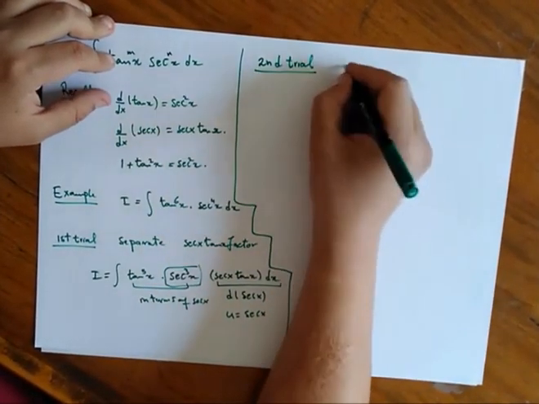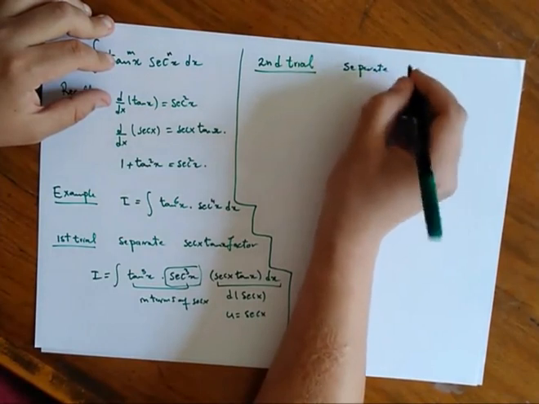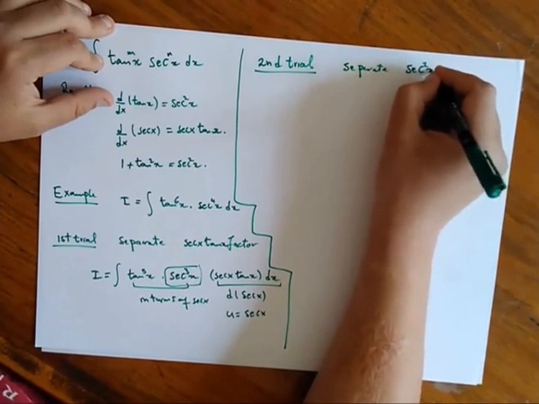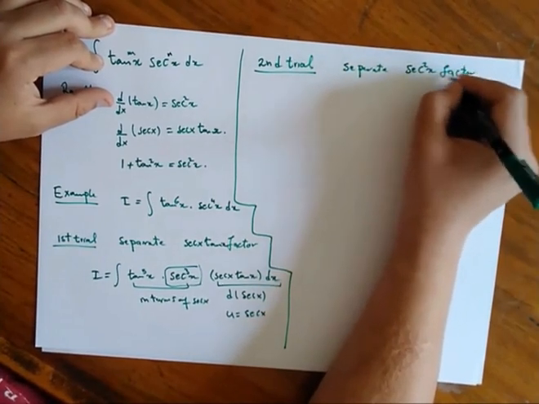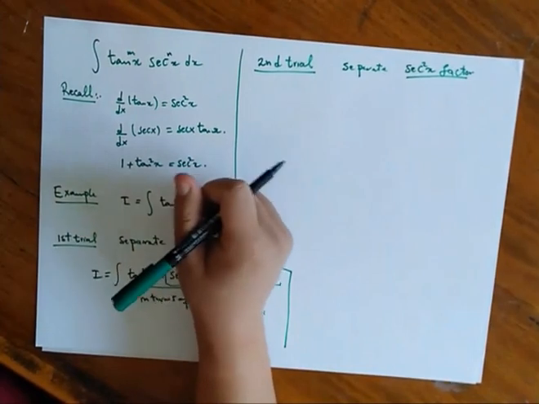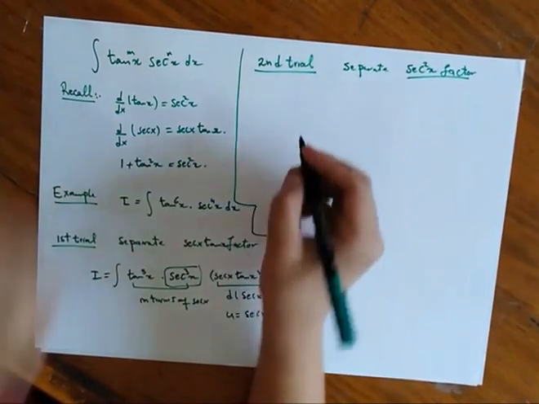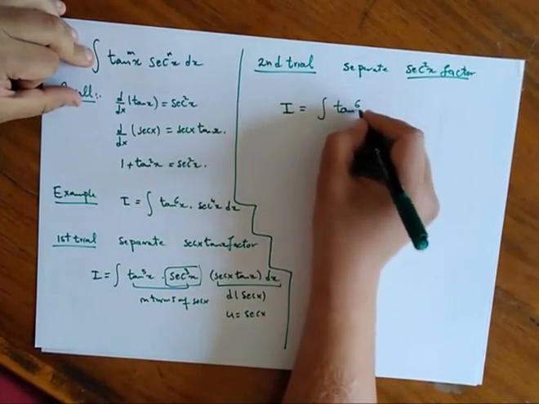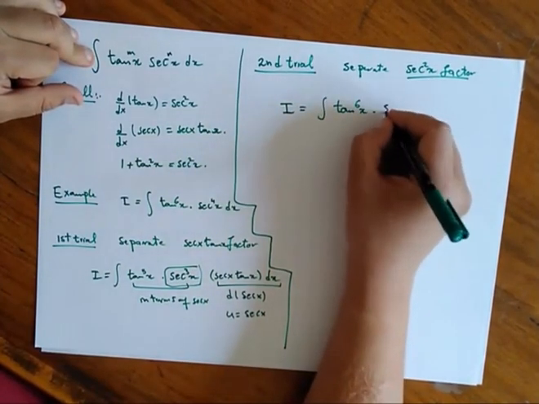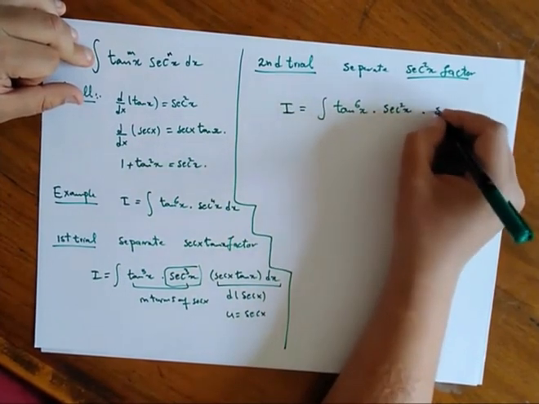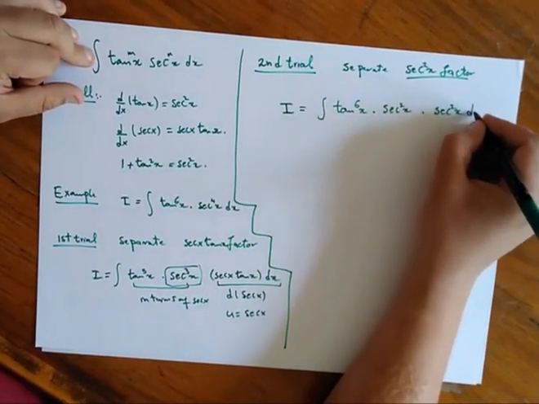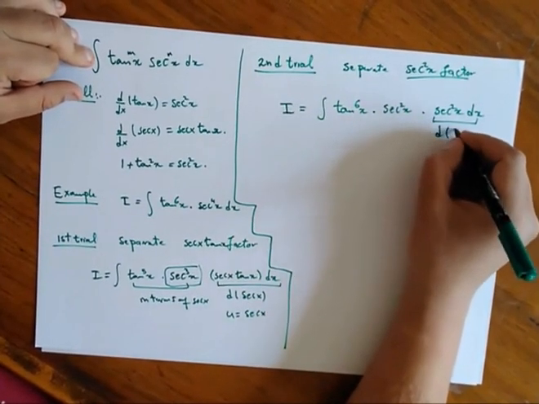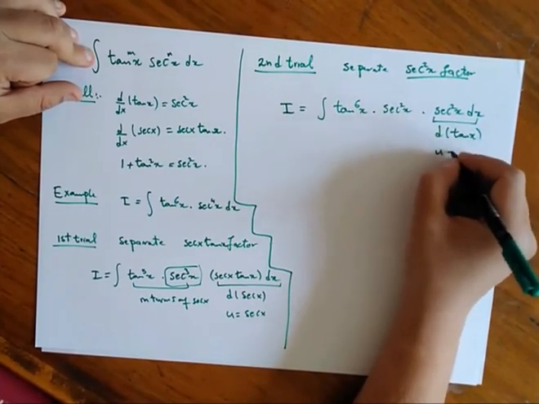Let's separate a factor of the secant square. So our integral, in this way, is going to be the integration of tan to the power 6 times secant square times secant square x dx. And this part is the same as the differential of tan x.